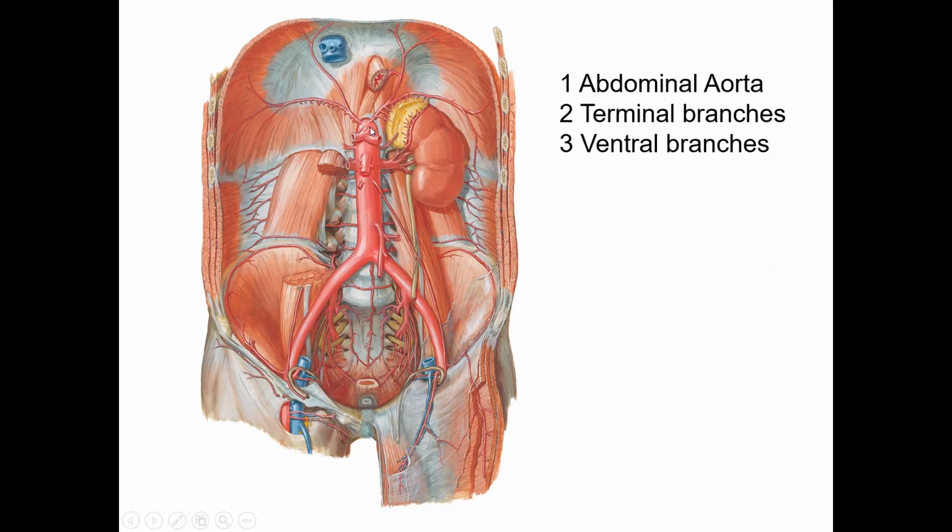Celiac trunk is called celiac trunk because it immediately divides into its three branches. Any artery which has a diameter greater than its length is called a trunk. So the celiac artery is a trunk because it immediately divides into what you can see here.